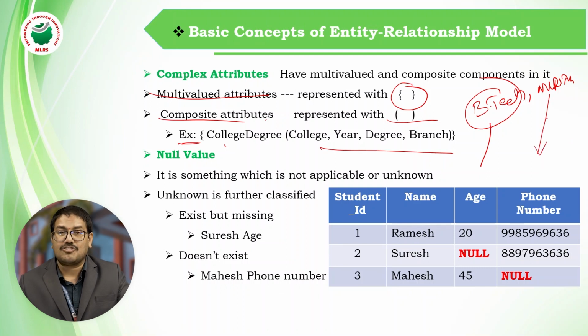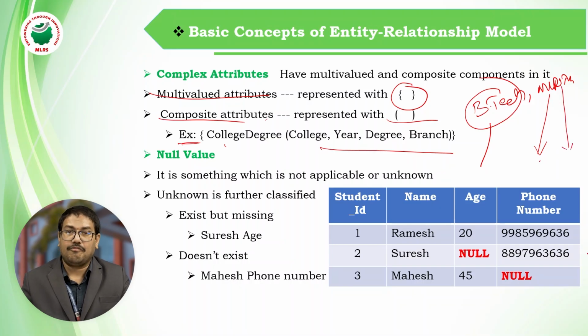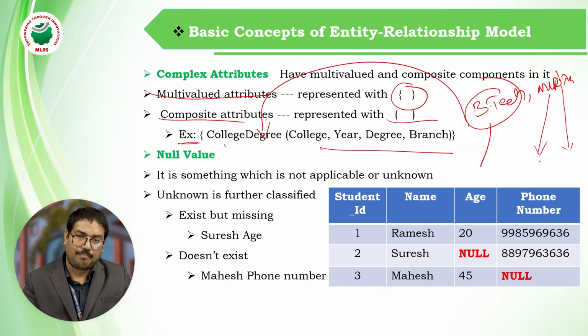The college name where you pursued your bachelor degree is one more, the year of passing out, and which branch or department you studied, like BSc Maths or BSc Computers, ECE, EEE, Mechanical, Civil, CSE, whatever. So these are the different values for one college degree, and these college degrees can be multiple for a person. So this is a simple example of a complex attribute.